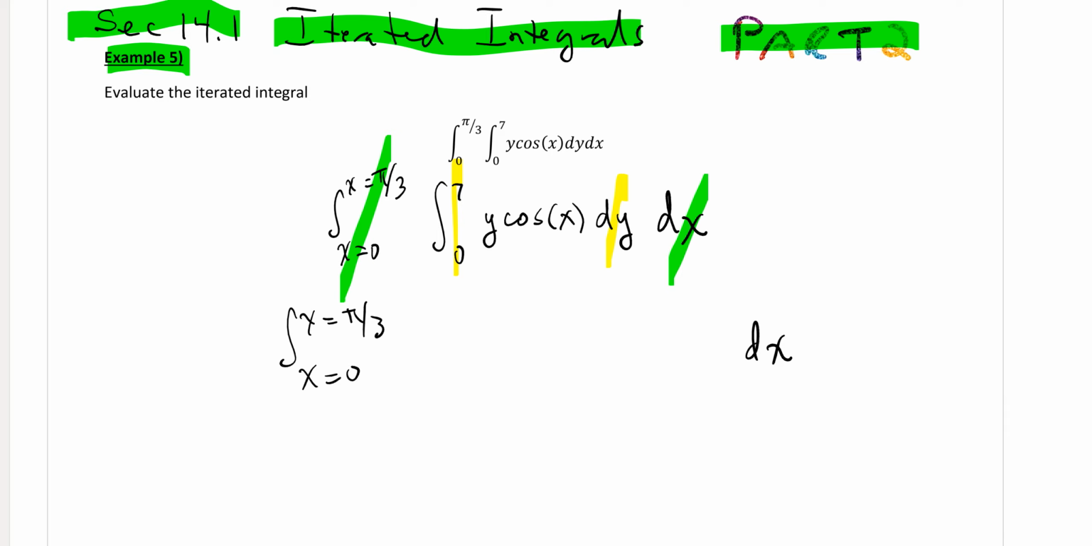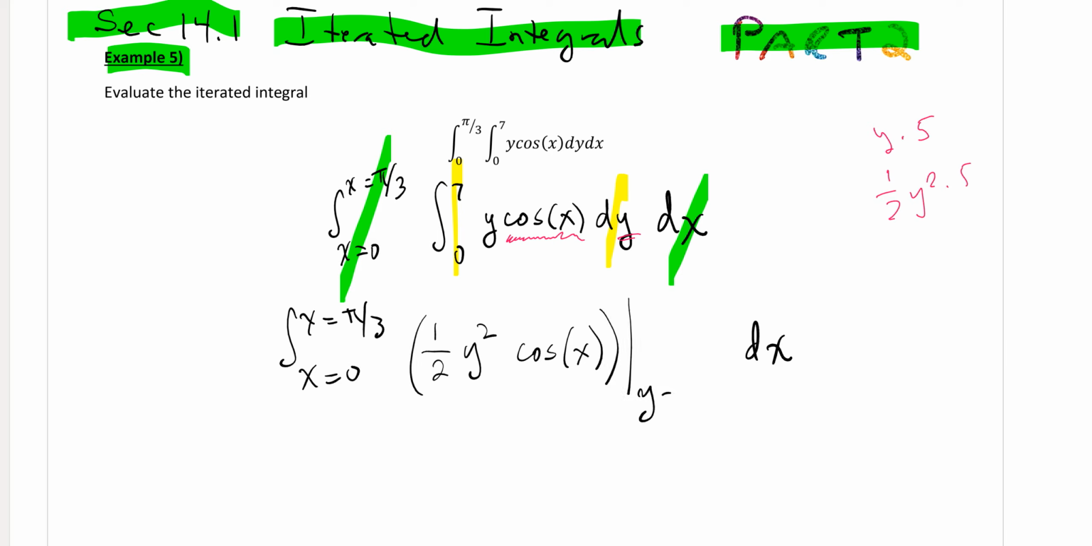But remember, since we're integrating with respect to y, the cosine of x is a constant. And so that would be like integrating y times 5, which would be 1/2 y squared times 5. So what we're going to get in there will be 1/2 y squared times the, quote, constant cosine of x. That's the integral, evaluated from y equals 0 to y equals 7.